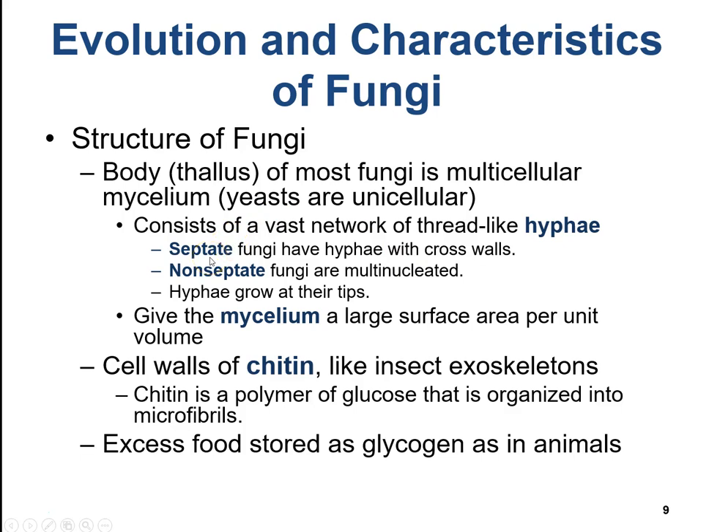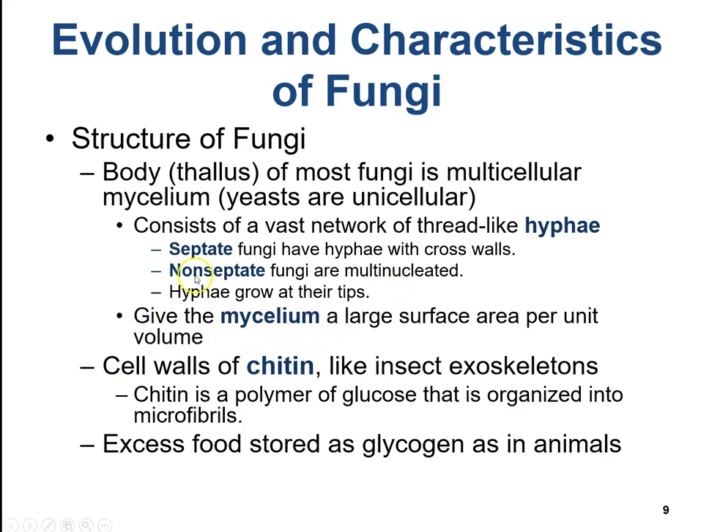And you can have different types of hyphae. So septate hyphae have cross walls. I'll show you a picture in a second. Non-septate hyphae are multinucleated, so they don't have the cross walls. So think of these hyphae as what makes up the tissue of the fungi, as different types of cells that make up the tissue, okay?